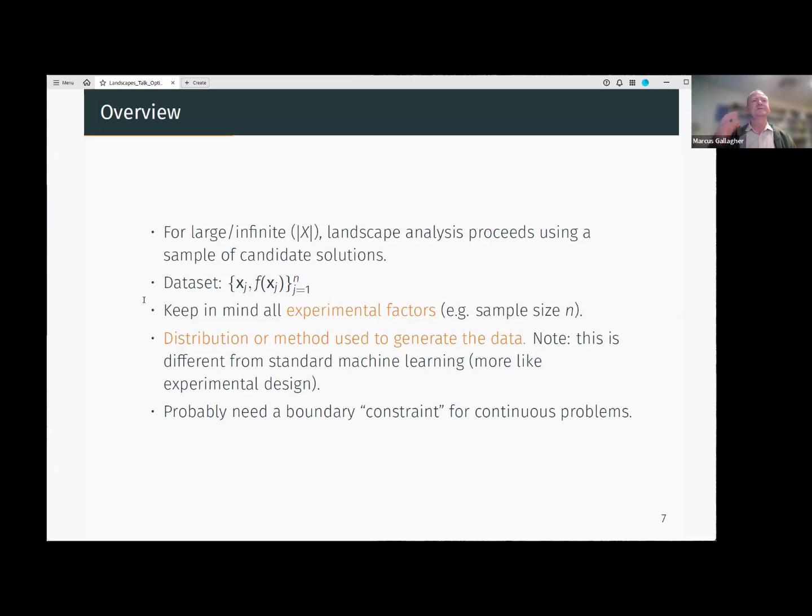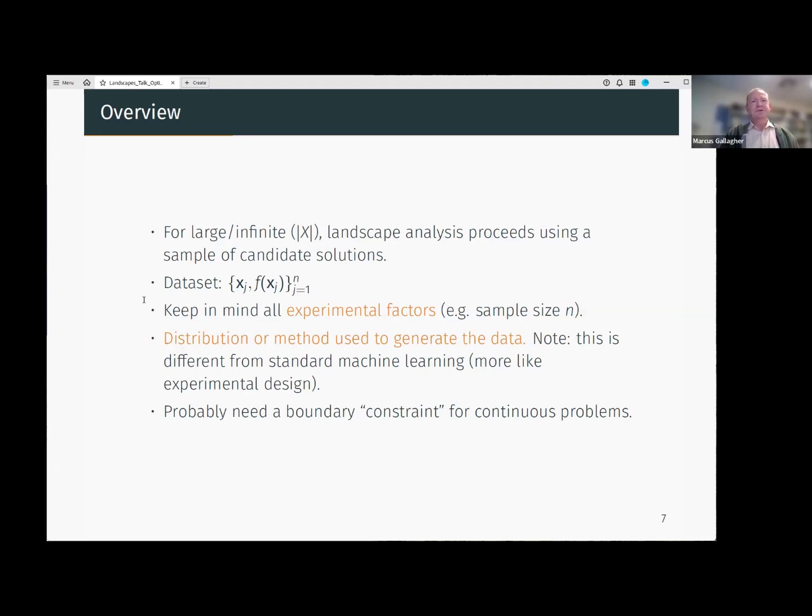So straight away, this means that a lot of landscape analysis is quite focused along the lines of experimental algorithmics. So we're studying algorithms and studying problems, but from the point of view of sampling data, like somebody might do in some other scientific domain. But the thing we're studying here is problem instances or algorithm instances. So experimental factors become really important.